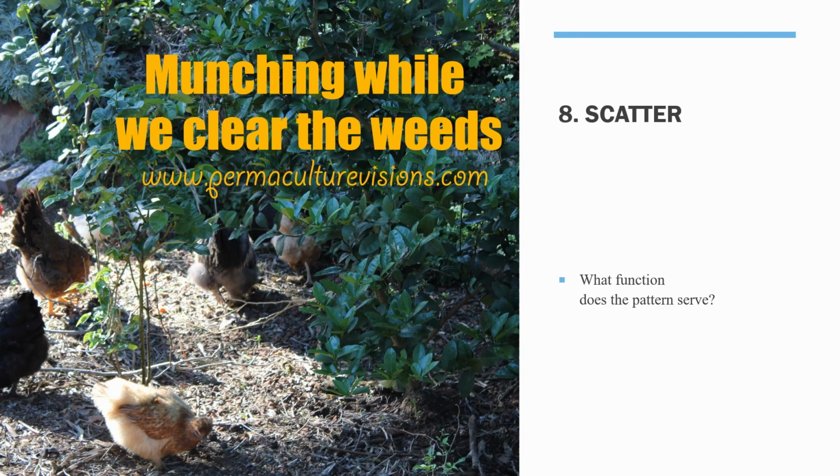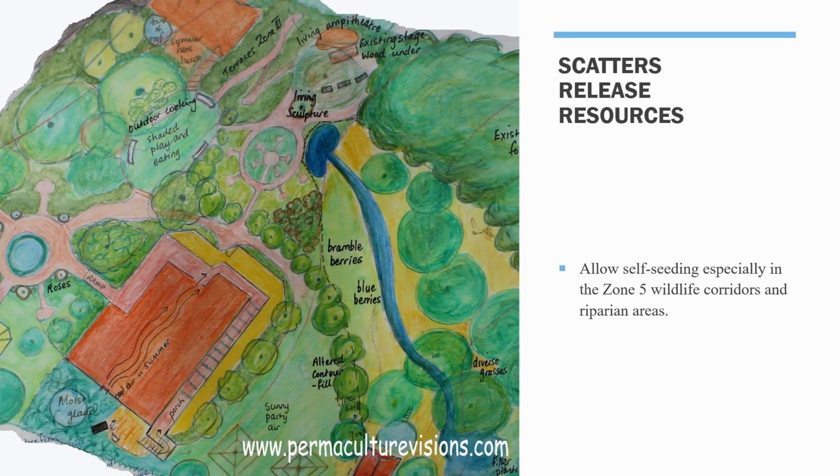What purpose can a scatter possibly achieve? A scatter is probably the opposite to what mainstream gardens like to project. A mainstream garden likes to demonstrate how much control the gardener has over the site. Whereas when we allow scatter, that's chaos and it's messy. But scatters release resources and they allow self-seeding. They allow wildlife to be part of the system.